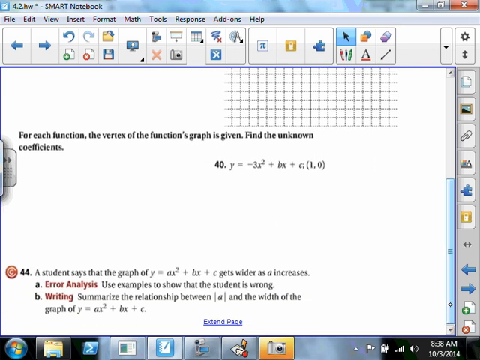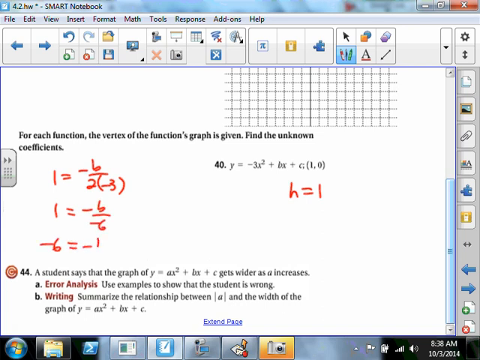I'm going to be stoked that we finished this. Find the unknown coefficients. It says find b and c. They give us the vertex. So h is 1. So 1 is -b over 2 times -3. So 1 is -b over -6. I cross multiply and I get -6 is -b. So b is 6.